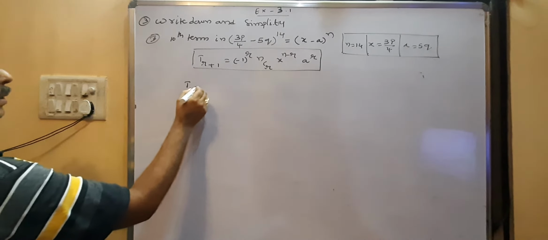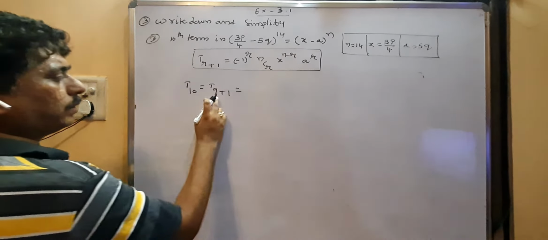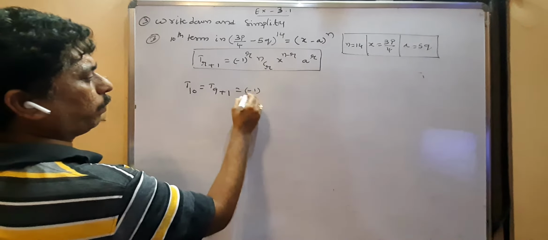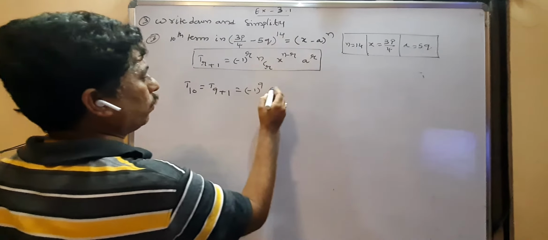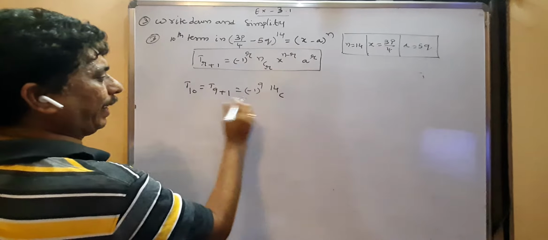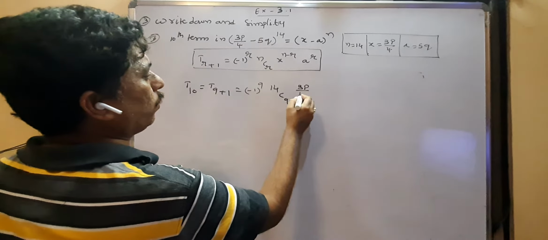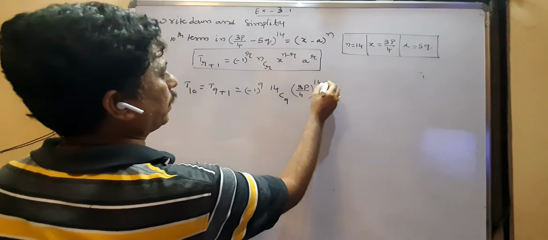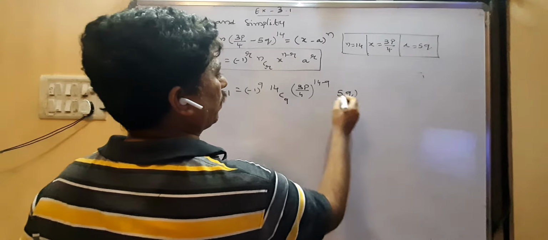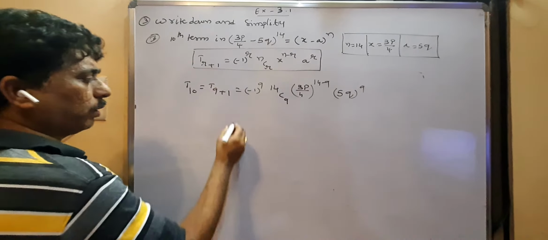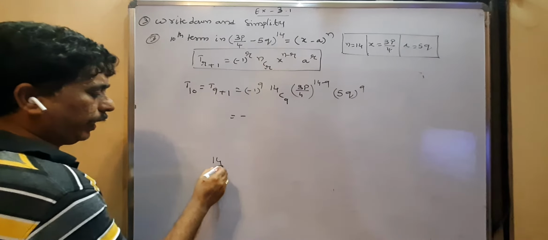The 10th term you want, right? So the 10th term means T(9+1), so r is 9. So (minus 1) whole power 9, nCr, that is 14C9, first term (3p by 4) whole power 14 minus 9, into (5q) whole power 9. Minus 1 whole power an odd number is minus, so minus 14C9.